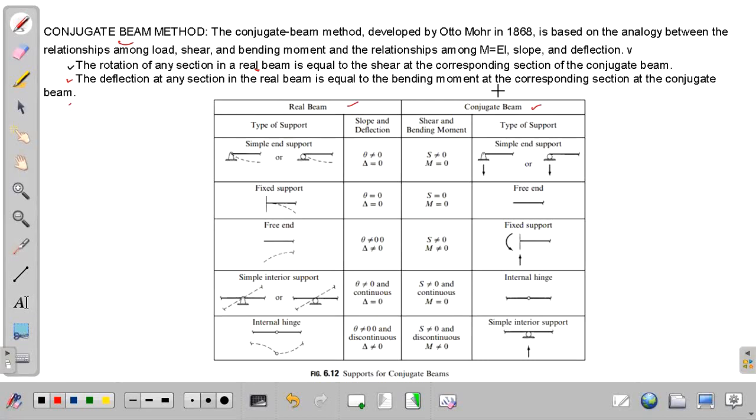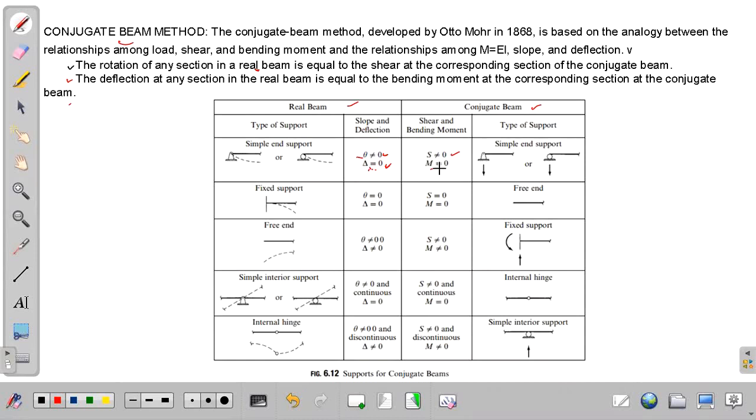So if your type of support in the real beam is a simple end support, and if you have roller and pin, your slope is not equal to 0 and your deflection is equal to 0. Wala kayong deflection, meron kayong slope. Okay? So, pagka nag-conjugate beam method kayo, you have to solve for the corresponding shear for the slope and the corresponding moment for the deflection. Since deflection is 0, your moment here is 0.